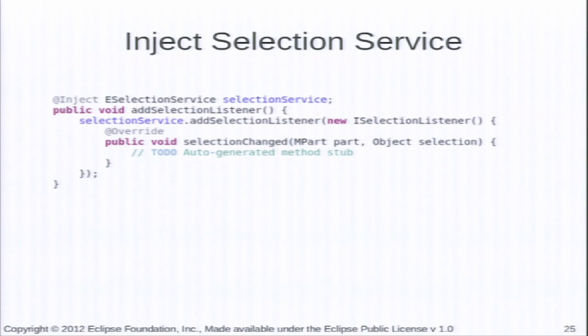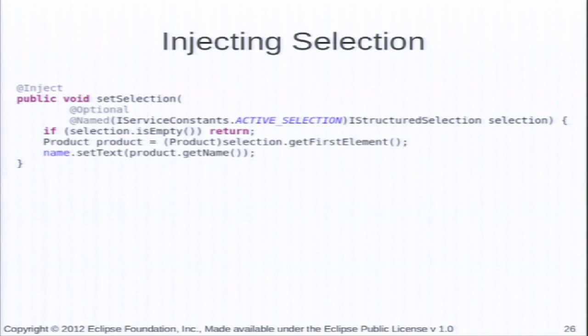If it doesn't exist, in this case, my part wouldn't load. It wouldn't run at all. It would just stop because it doesn't have the information that it needs. I could specify that it's optional with an optional annotation there. If it's optional, then null is a valid value for that field, and the injection service would move on. So basically, I've got the selection service. In order to add a selection listener, I just tell the selection service to add this selection listener. That's a lot easier.